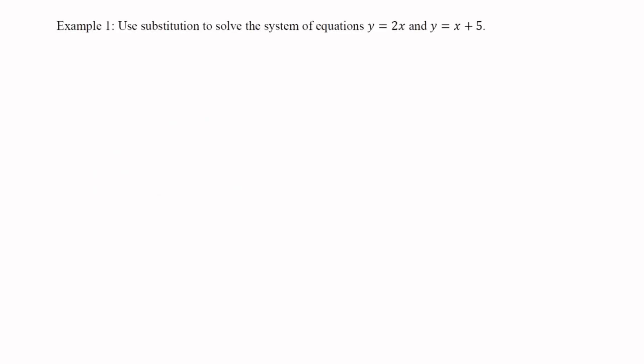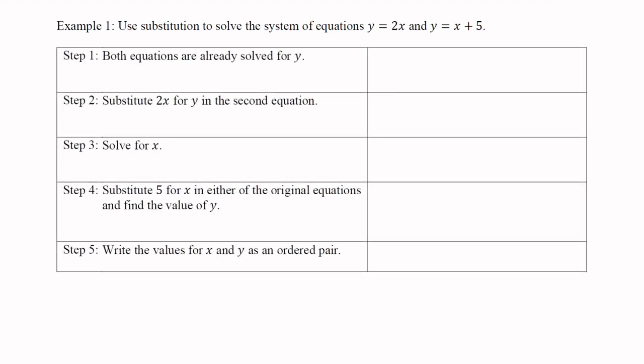So let's use substitution to solve the system of equations listed here. Now we don't have to solve for a variable because both are already solved for y. So we have y equals 2x as one of them, and y equals x plus 5 as the other. So let's substitute 2x in for y in the second equation. Since y equals 2x, I can put 2x in place of y. Now I'm going to solve this for x by subtracting x from each side. So when I subtract x from each side, I get x equals 5.